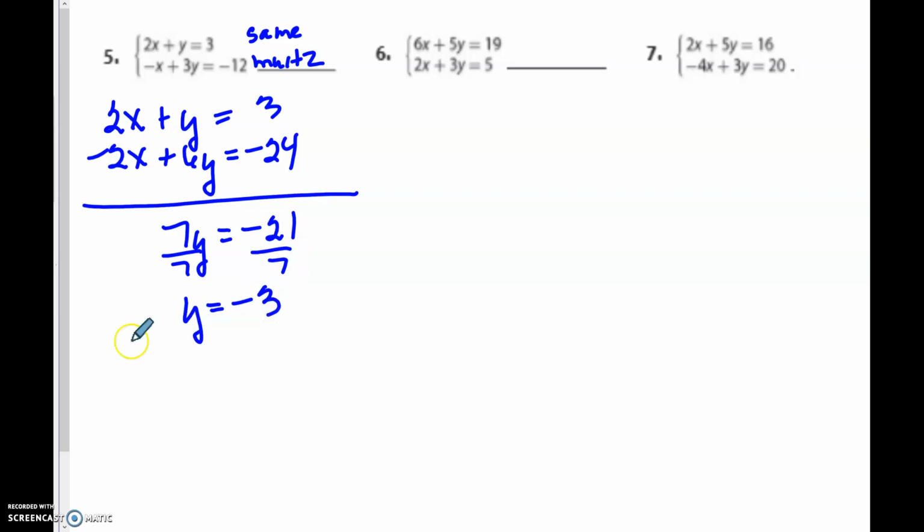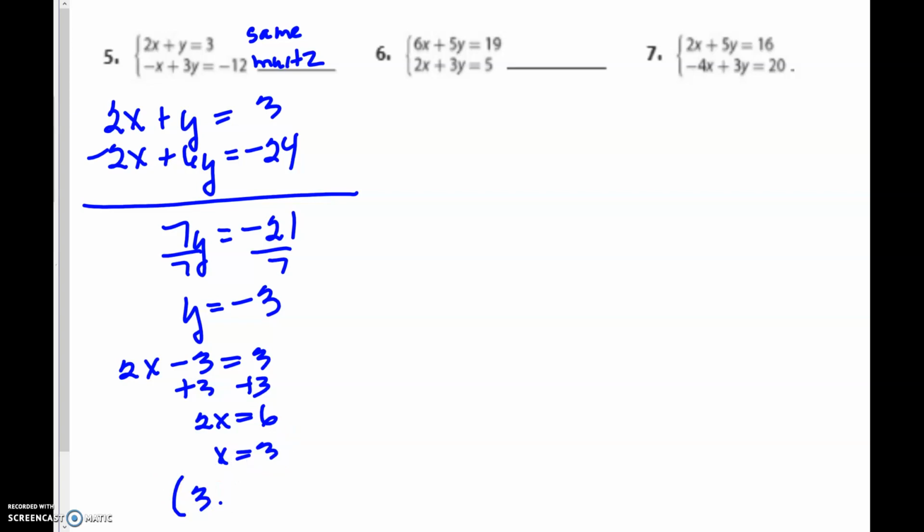So I'm going to plug it into that first one. So I have 2x minus 3 equals 3. Add 3. So 2x equals 6. So x is 3. So I get the ordered pair 3, negative 3.